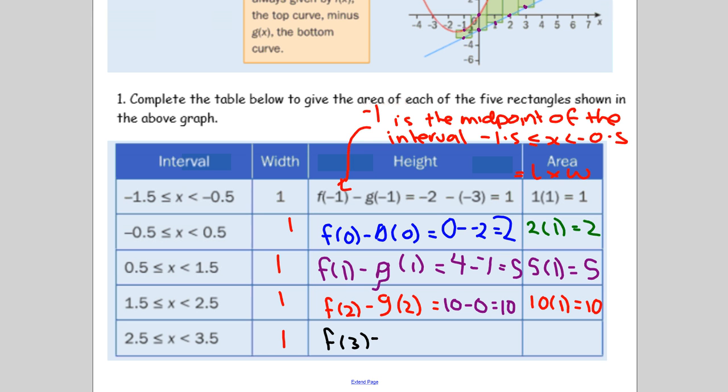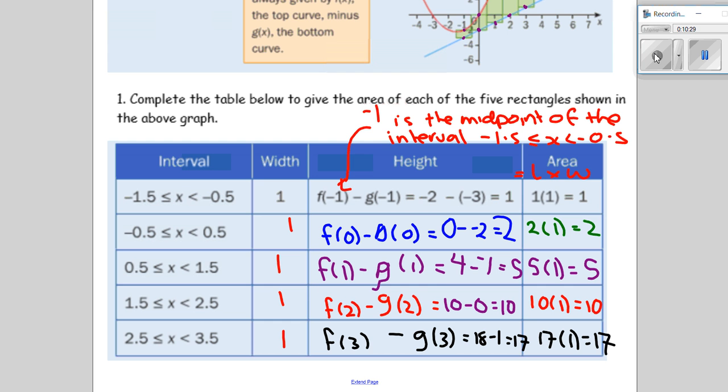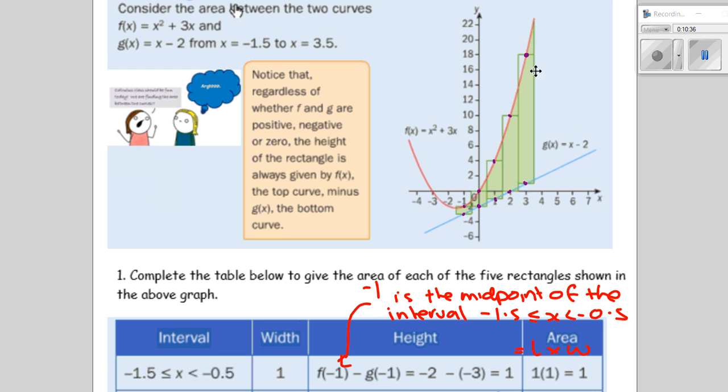Let's pause this. So f of 3 minus g of 3 is 18 minus 1. You see on here it's 18 minus 1, 17, and we'll continue this next lesson.